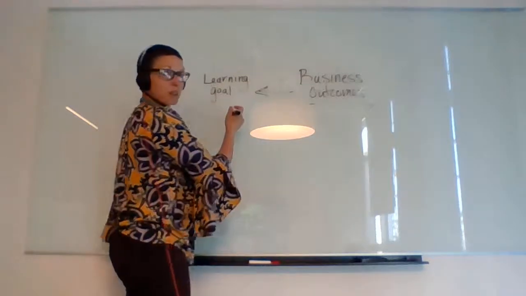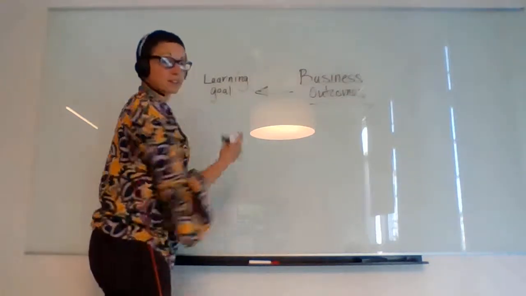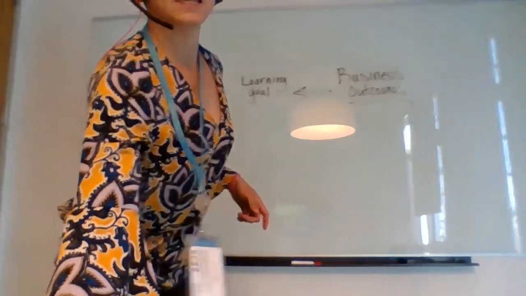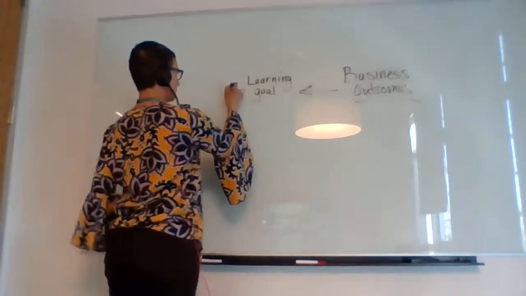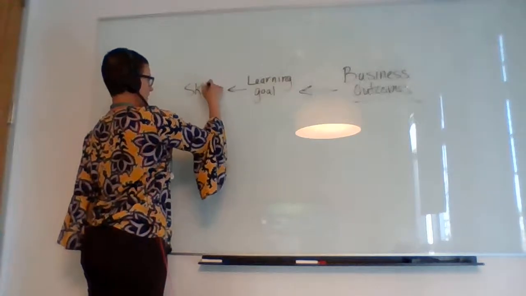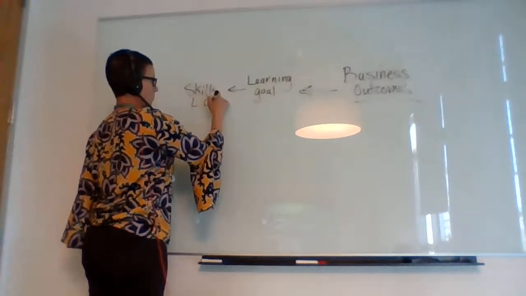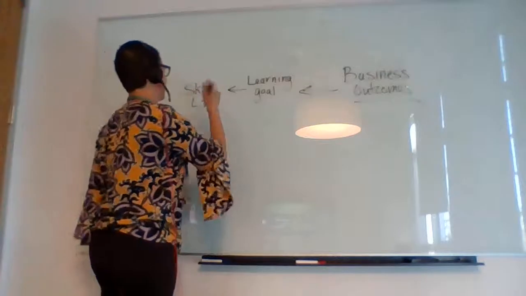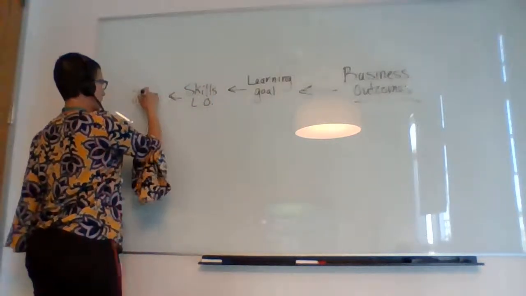And from there, I'm going to run out of space, so I'm going to move just a little bit this way. We have the skills. These are also learning objectives. And from there, we have our content.